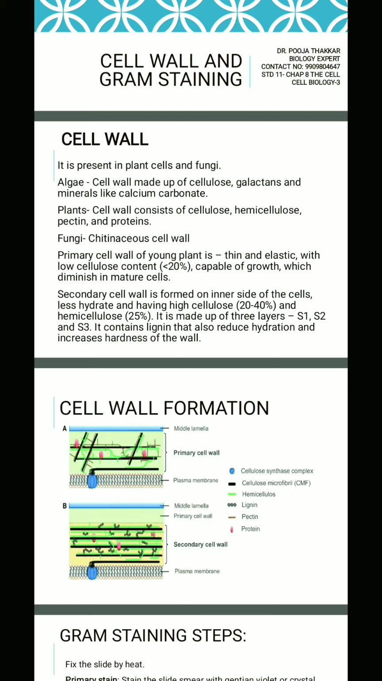wall starts to form. This secondary cell wall is formed on the inner side of the primary cell wall. It is in a less hydrated condition, that is, it has less water, and has high cellulose content, 20 to 40%, as well as hemicellulose, which is 25%. This secondary wall is made up of three layers, S1, S2 and S3, that also contain lignin in certain amounts, which reduces the hydration power and the water content of the wall, and that leads to an increase in the hardness of the wall.